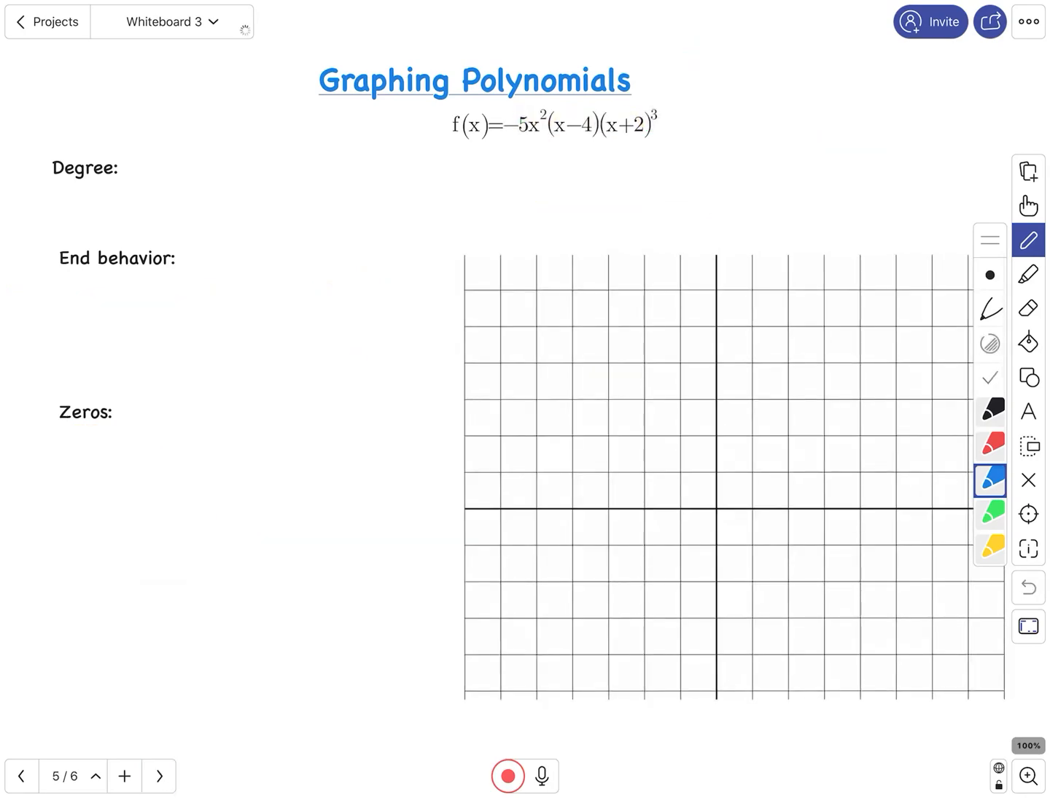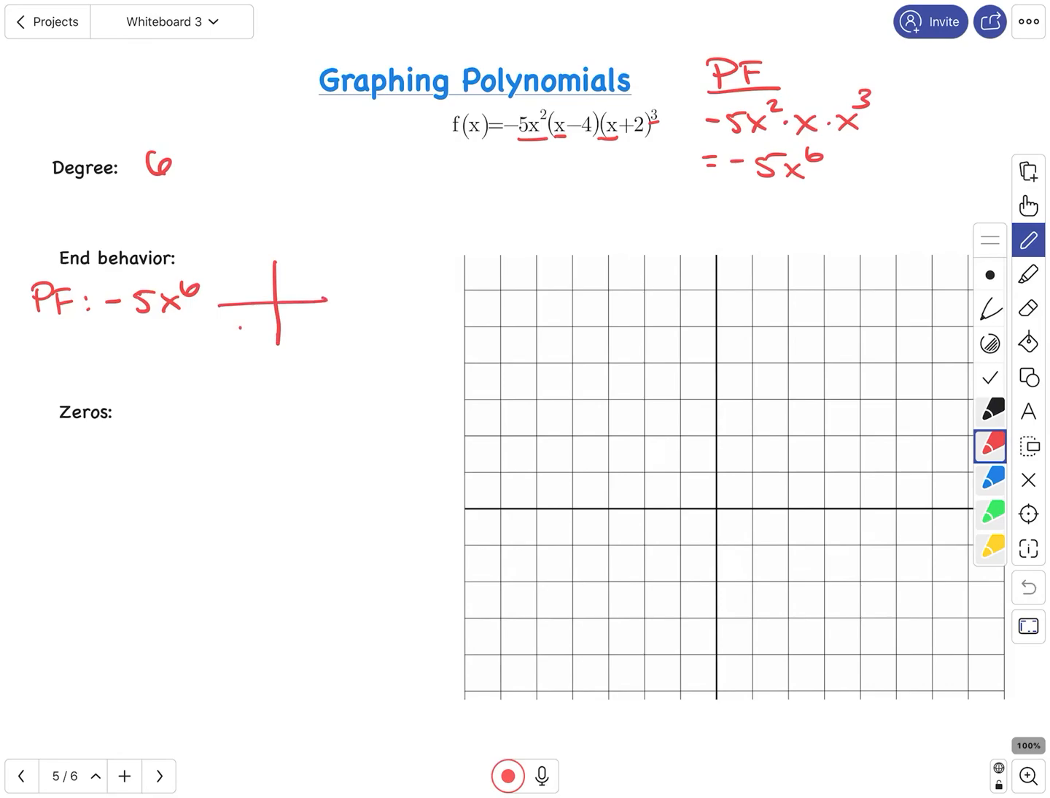Okay, let's try another one. All right, in this one, let's look at our power function. We have, for the power function, -5x squared times x times x to the third. So that will give us -5 times 2 plus 1 is 3 plus 3 more is 6. So the degree is 6. And our power function of -5x to the 6 means we're going to be going the same direction because it's an even exponent. But because of the negative leading coefficient, we're going down on each side.